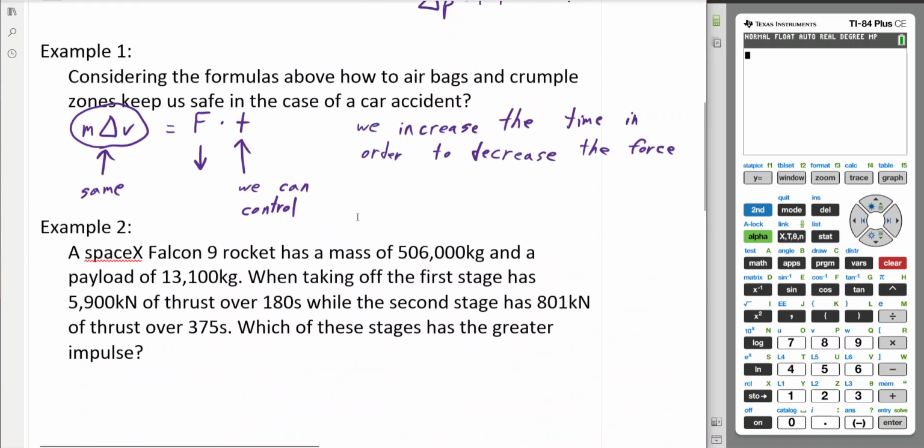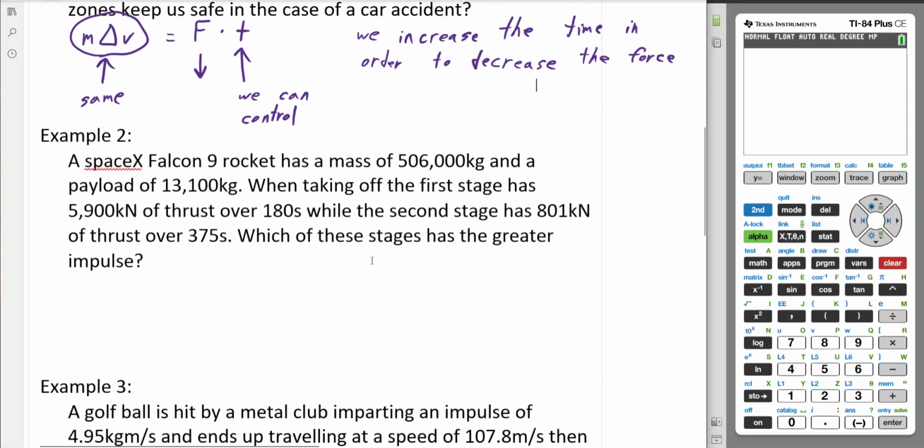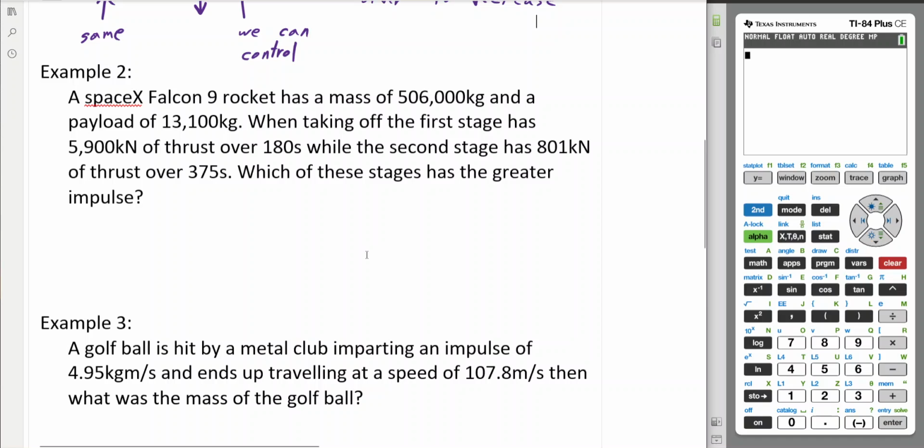Alrighty, so let's continue on and take a look at some calculation sort of questions. A SpaceX Falcon 9 rocket has a mass of 506,000 kilograms and a payload of 13,100 kilograms. When taking off, the first stage has that much force of thrust over 180 seconds, while the second stage has that much force over that many seconds. Which of these stages has greater impulse?